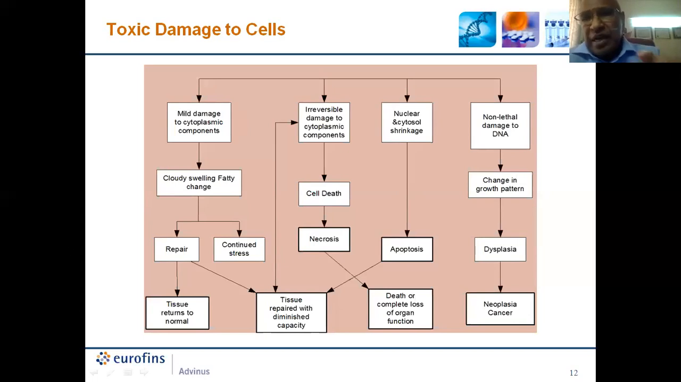Now we go to the second upper block, which is irreversible damage. When there's severe damage, for example, if I'm exposed to sulfuric acid and I'm working in a lab, directly on the skin, there is no question, no amount of washing will help. Sulfuric acid is going to kill cells, skin cells. Under those conditions, it produces cell death. It's called necrosis in technical language. That's what happens.